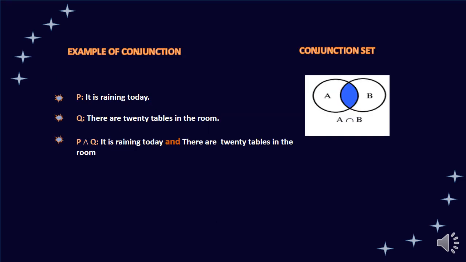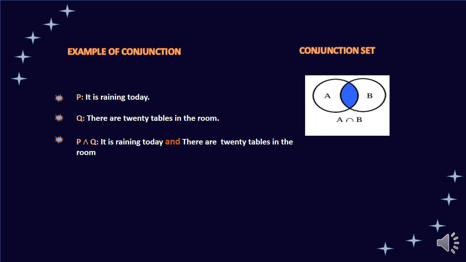Example of conjunction. The statement P: it is raining today. The statement Q: there are 20 tables in the room. The statement P and Q: it is raining today and there are 20 tables in the room, because the conjunction is formed by the word and.